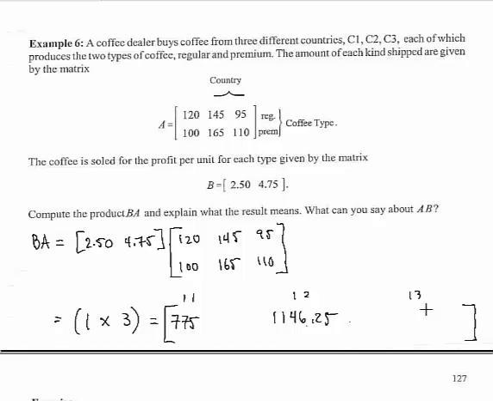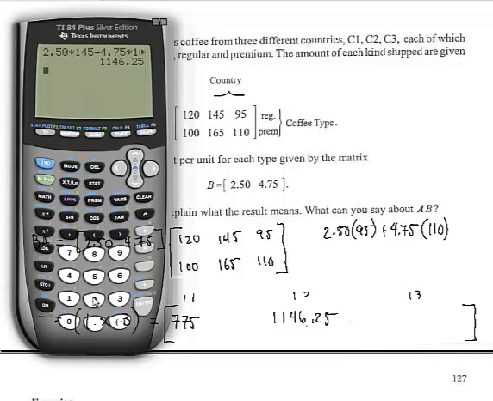Alright, and now this last entry, so it's going to be 1, 3, the third column. 1, 3 would be 250 times 95, and then add to that 475 times 110. What do we get out of that? Calculator time again. 250 times 95 plus 475 times 110. Enter. 760.